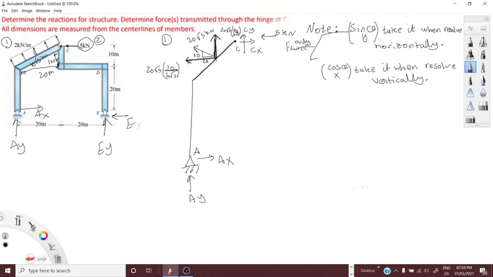horizontally. So when we resolve horizontally, we will take 10 as our target. And when we take the vertical, when we resolve the force, we will take the cosine theta, which is 20 kilonewton. This will be 40 kilonewton, and this will be 20 kilonewton.